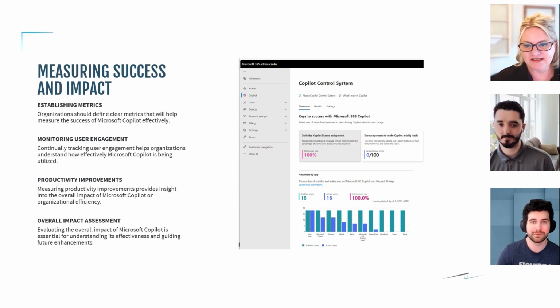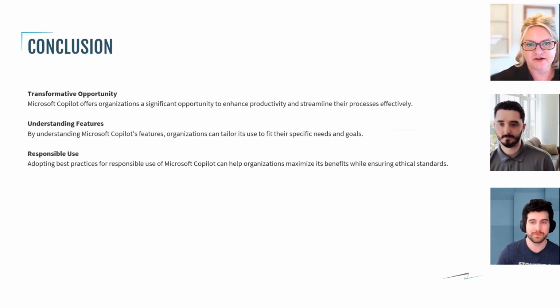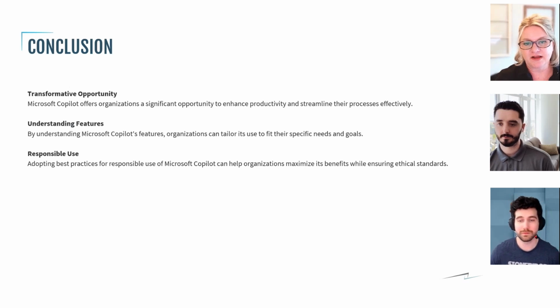So to wrap things up, if you go to that last slide, Tyler, with Copilot 101, we're seeing Copilot and AI as probably the biggest transformative opportunity for us as Stoneridge and our clients to enhance productivity, streamline processes. By understanding the features and the best practices for responsible use, we feel that you can maximize these benefits too.